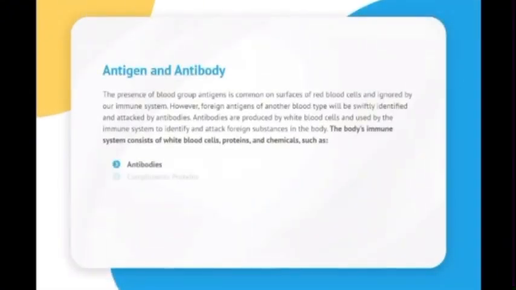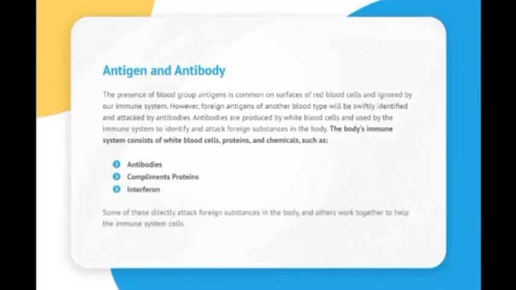Antigen and antibody. The presence of blood group antigens is common on surfaces of red blood cells and ignored by our immune system. However, foreign antigens of another blood type will be swiftly identified and attacked by antibodies. Antibodies are produced by white blood cells and used by the immune system to identify and attack foreign substances in the body. The body's immune system consists of white blood cells, proteins, and chemicals, such as antibodies, complement proteins, and interferon. Some of these directly attack foreign substances in the body, and others work together to help the immune system cells.